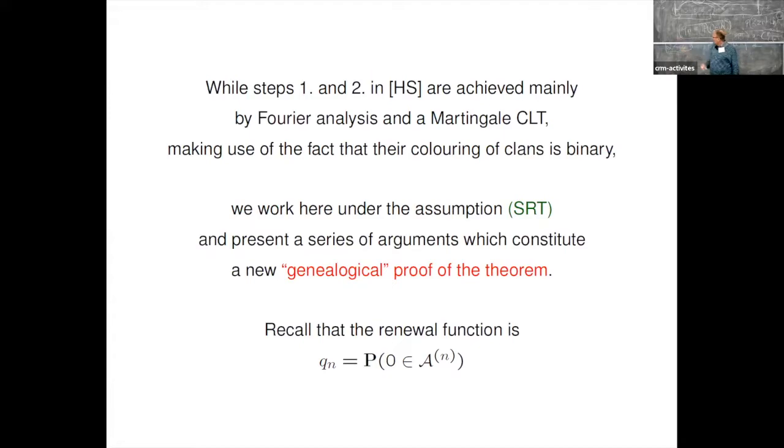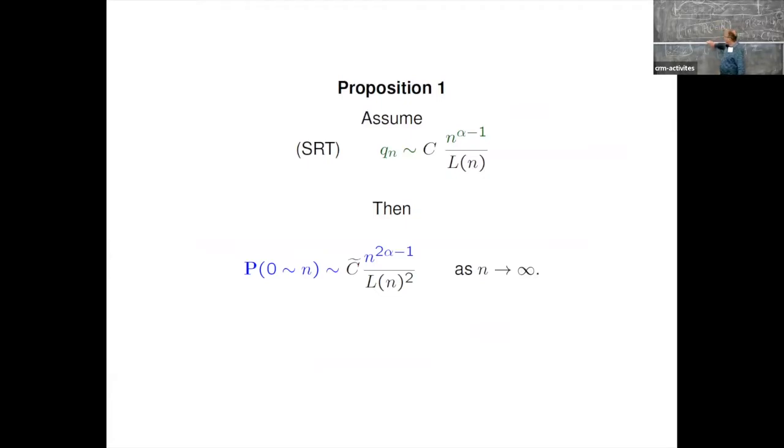Okay, the renewal function, I wrote it already here. And the first proposition, which was helpful, which we discovered, was that under this strong renewal theorem, this nice power law, I mean, it's a property, we could say it's a strong renewal property, which is guaranteed by certain mild assumptions. Then this asymptotics is inherited by the probability that 0 and n are related as n becomes large.